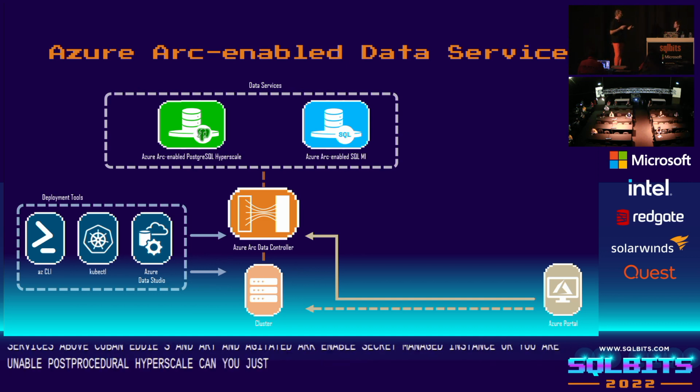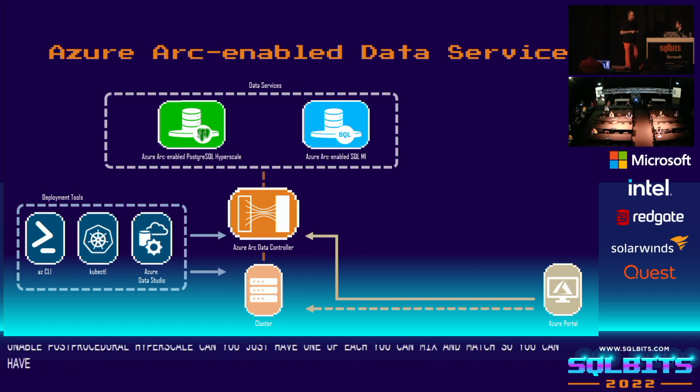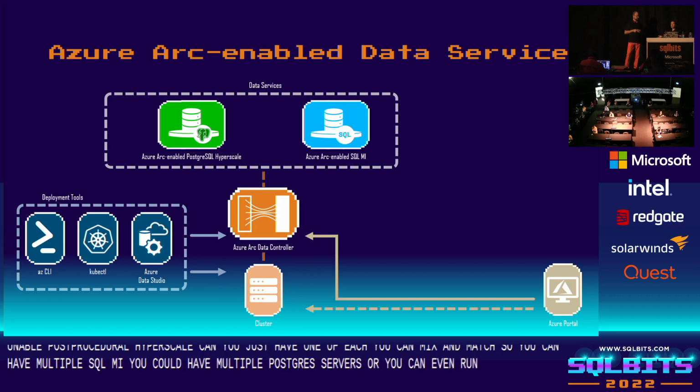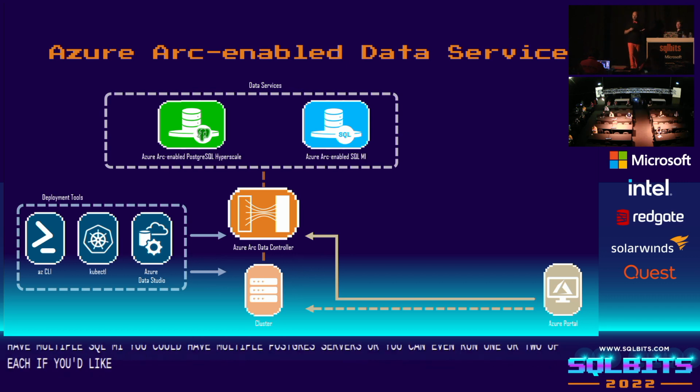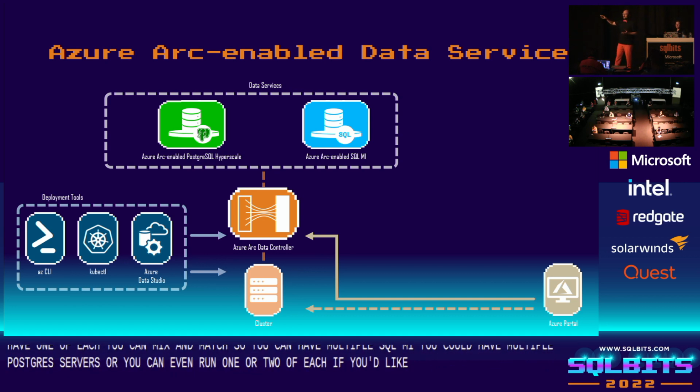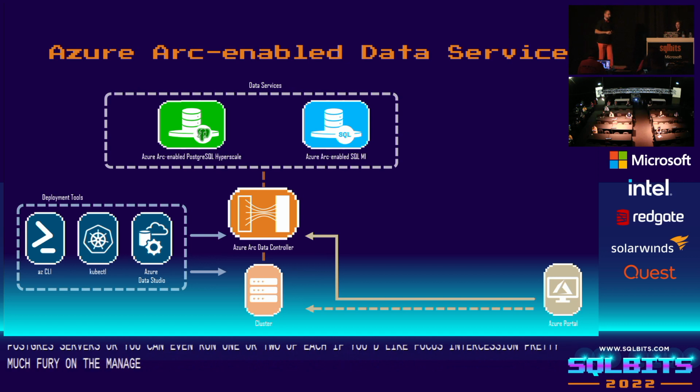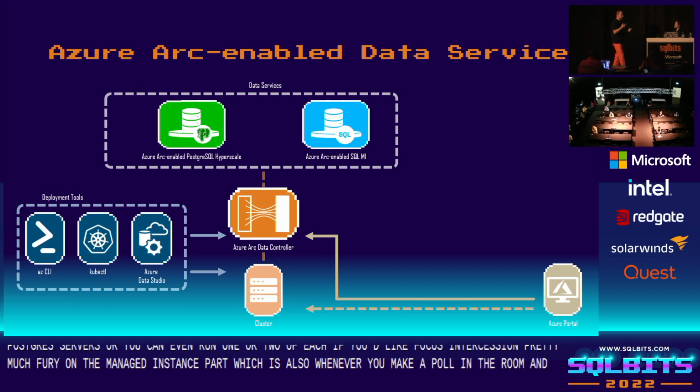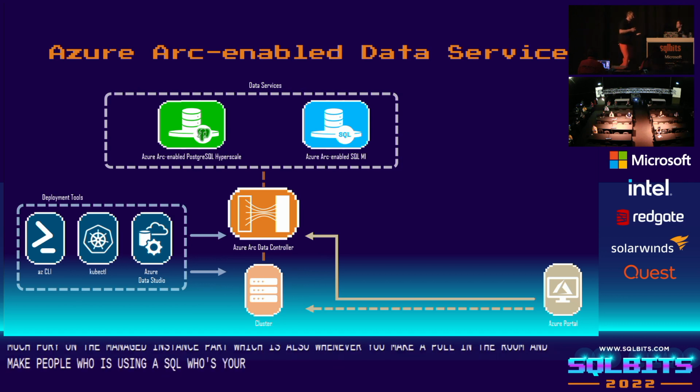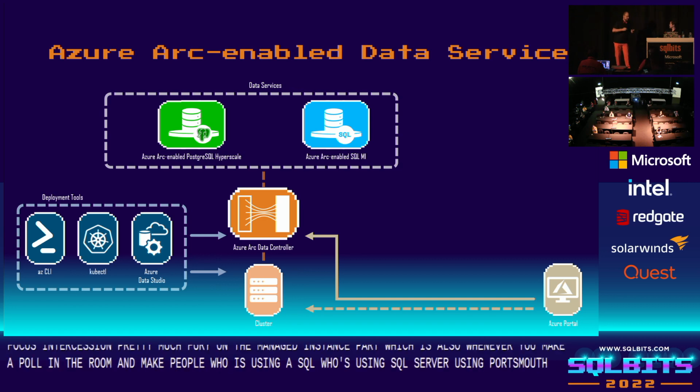Can you just have one of each? No, you can mix and match. So you can have multiple SQL MIs, you could have multiple Postgres servers, or you can even run one or two of each if you'd like. So all that is happening here. We will focus in this session pretty much purely on the managed instance part, which is also, whenever you make a poll in the room and ask people to raise hands, who's using Azure SQL, who's using SQL Server, basically all the hands go up. Who's using Postgres? Fewer hands go up, at least for now. It may change.